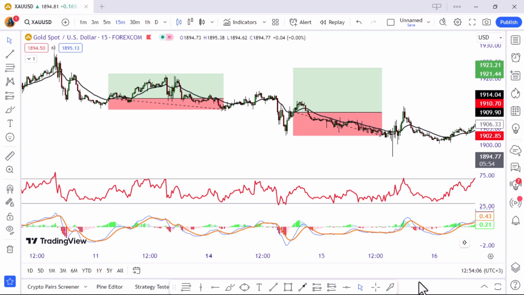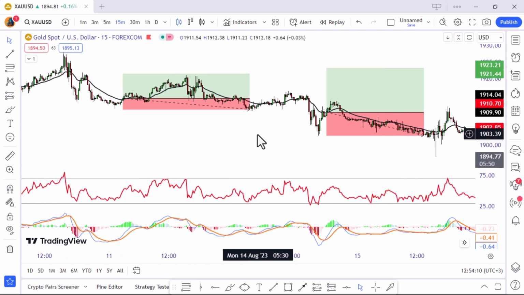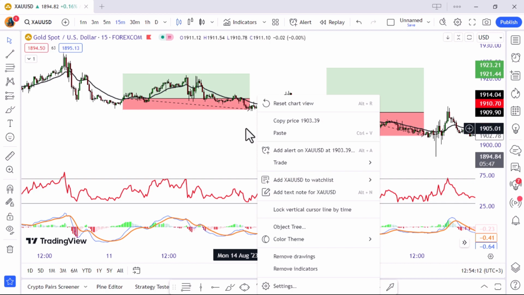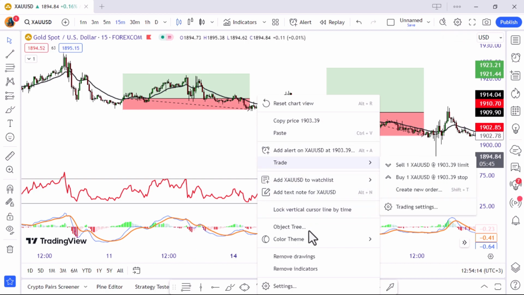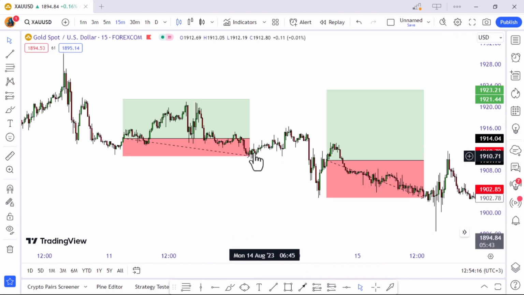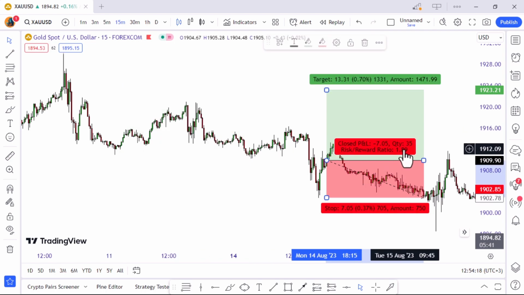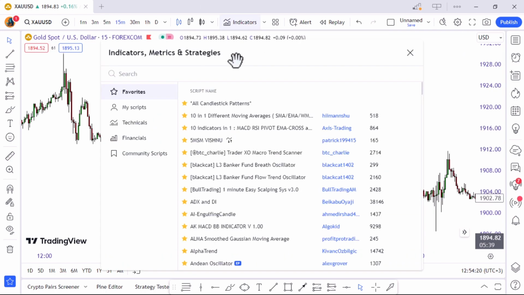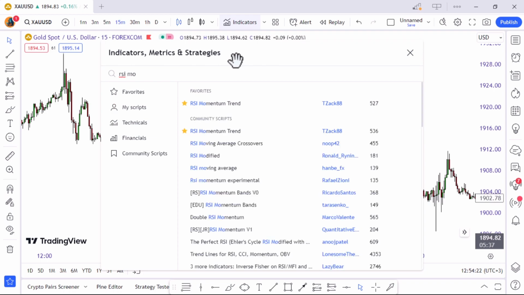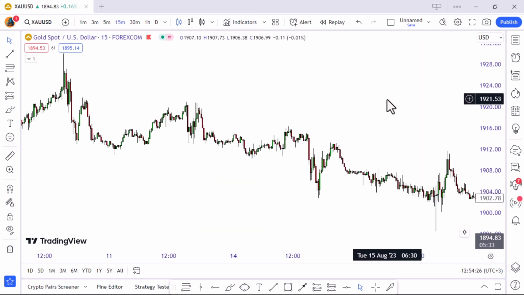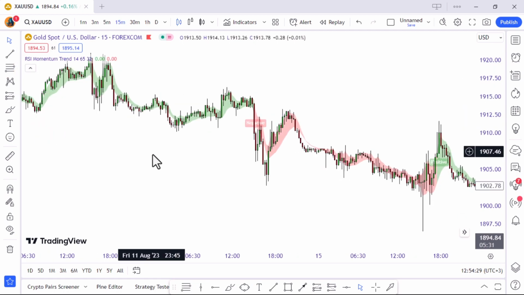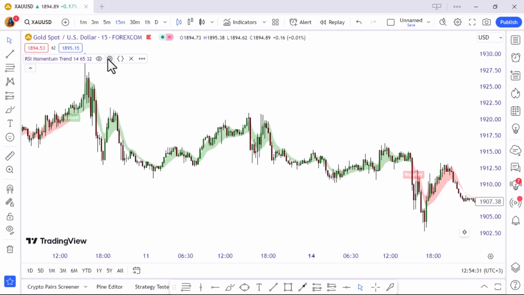Let's start by cleaning up my chart. Open my Tradingview and clear out all those indicators by right-clicking and choosing Remove Indicators. Next, hop over to the Indicators tab and search for RSI Momentum Trend by this amazing scripter, thanks to him or her. It's a bit of a hidden gem with only around 400 likes at the time of this video. I'll add it to my chart.